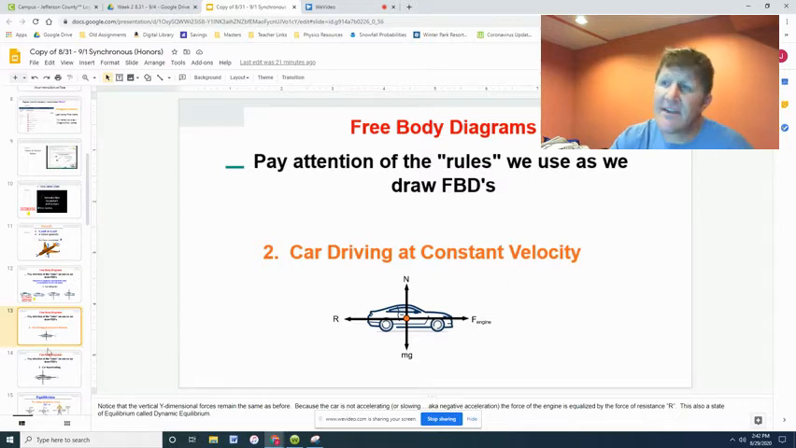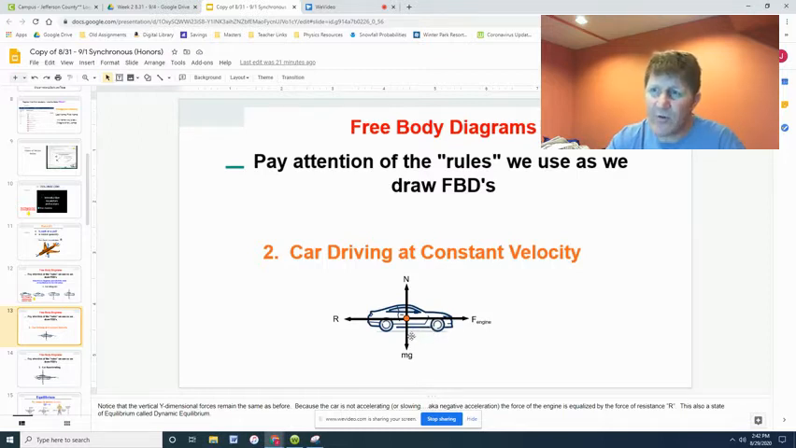So now we have a different situation. Now this car is driving at constant velocity. That's an important term right there, constant velocity. It means that it is not changing its motion. In other words, it is traveling at the same velocity, meaning the same speed and in the same direction. Because I'm saying constant velocity, I know that the sum of the forces acting on this car are going to cancel out once again, and they're going to equal zero.